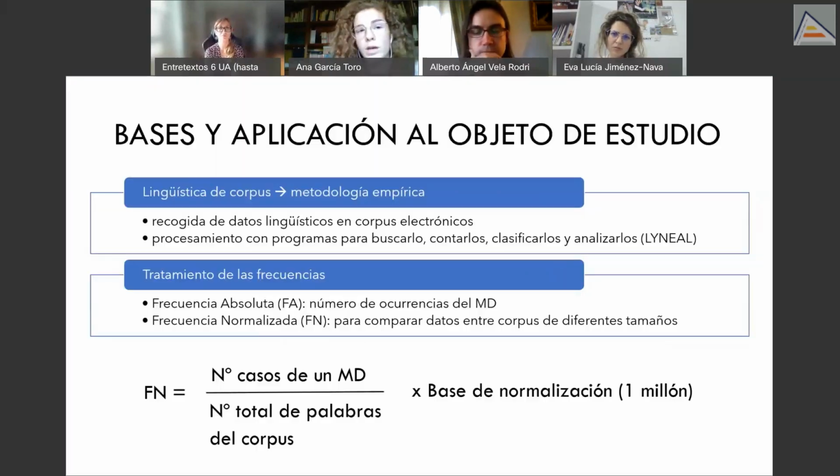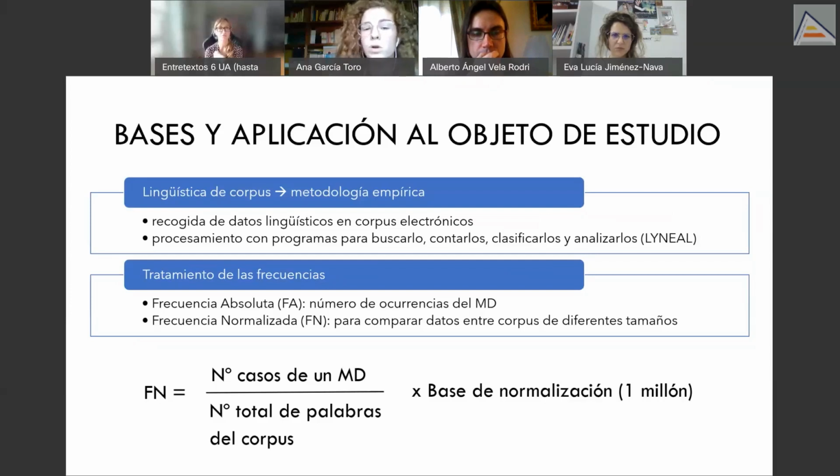En cuanto a la metodología, nos hemos basado en la lingüística de corpus, que es una metodología empírica que se encarga de la recogida de datos lingüísticos en corpus electrónicos, en nuestro caso el corpus FinTest, y que los procesa mediante herramientas, con las que pretendemos analizar estos marcadores del discurso, clasificarlos y tener en cuenta sus frecuencias. Por una parte, la frecuencia absoluta, que es el número de ocurrencias de cada marcador en nuestro corpus, y por otra parte, la frecuencia normalizada, que es especialmente importante porque nos sirve para comparar datos entre corpus de diferentes tamaños.